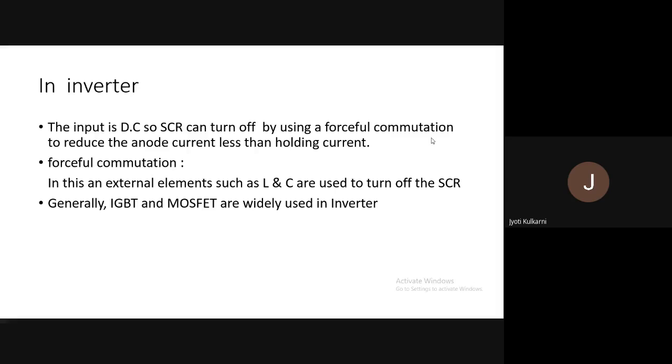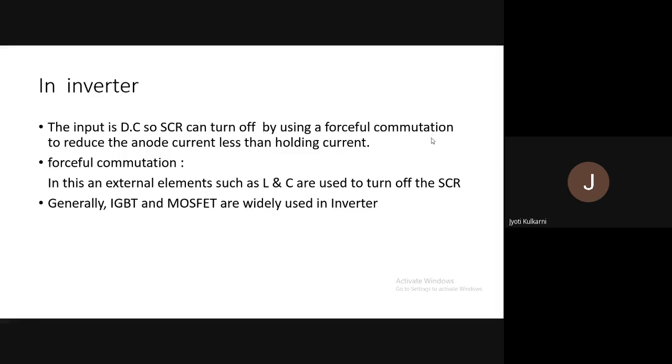Natural commutation means, when we use an AC supply, in converter applications, controlled rectifier applications, we are using AC input. In AC input, we have a sinusoidal voltage at the input terminal of the converter. Sinusoidal input consists of a positive half cycle and a negative half cycle. So whenever the voltage and current are sinusoidal, when they complete their positive half cycle and enter into the negative half cycle, they pass through one zero value.